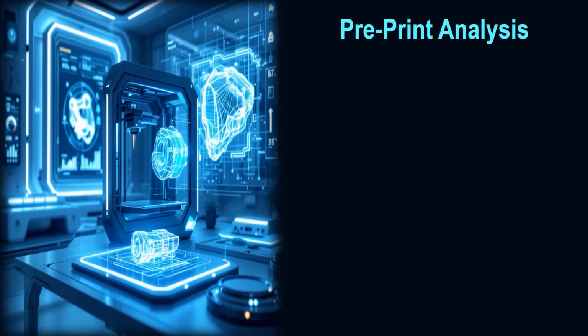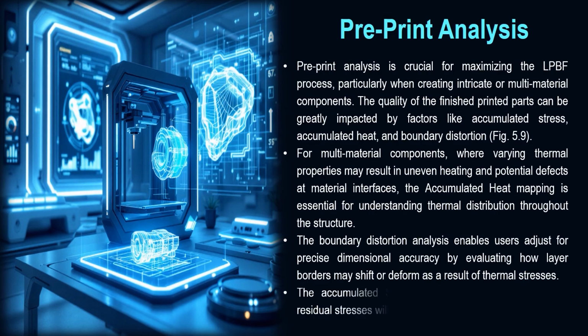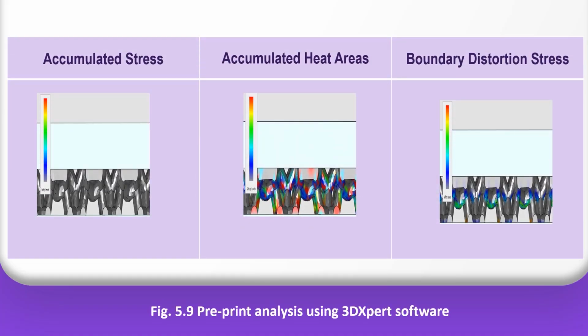Now, before I go for printing, because the metallic powder that we use is really costly, we need to go for the pre-print analysis. The software helps us in understanding the accumulated stress, accumulated heat areas, and boundary distortion. So at our place, we use this 3D Systems based software, and we go for this type of analysis before actually going for the printing part.